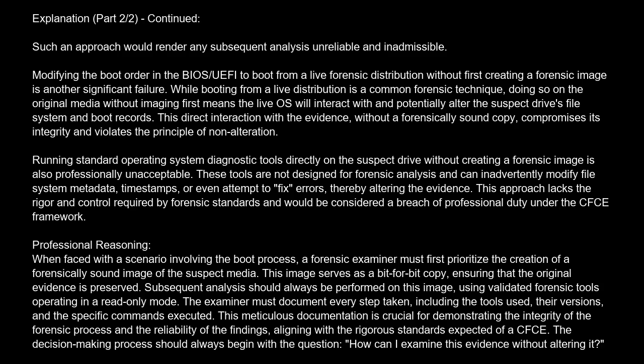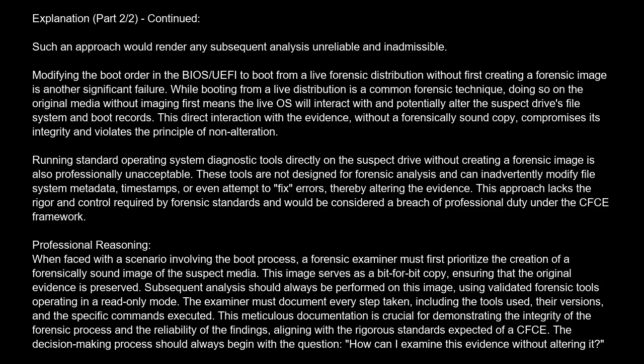Running standard operating system diagnostic tools directly on the suspect drive without creating a forensic image is also professionally unacceptable. These tools are not designed for forensic analysis and can inadvertently modify file system metadata, timestamps, or even attempt to fix errors, thereby altering the evidence. This approach lacks the rigor and control required by forensic standards and would be considered a breach of professional duty under the CFCE framework.